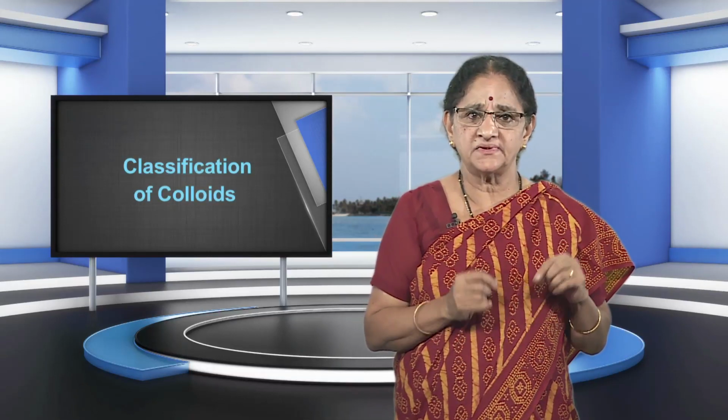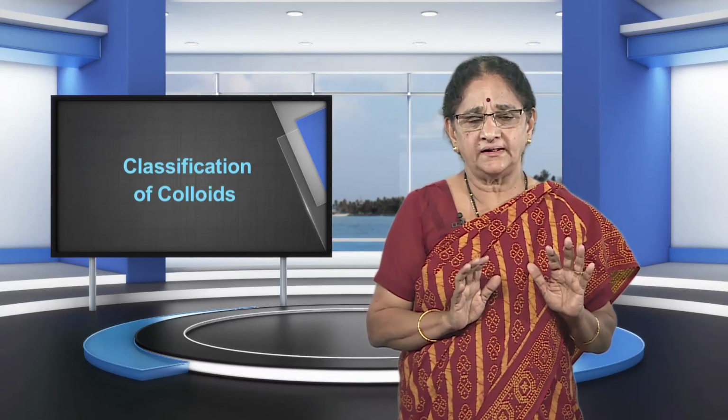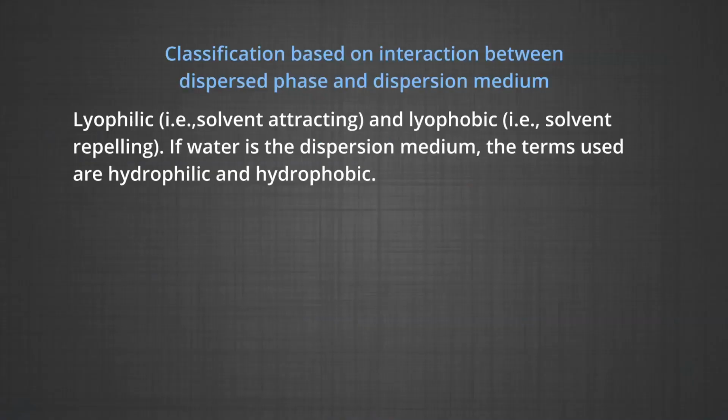Number 2, classification based on the nature of interaction between dispersed phase and dispersion medium. Depending upon the nature of interaction between the dispersed phase and the dispersion medium, colloidal sols are divided into 2 categories, namely lyophilic, that is solvent attracting, and lyophobic, that is solvent repelling. If water is the dispersion medium, the terms used are hydrophilic and hydrophobic.